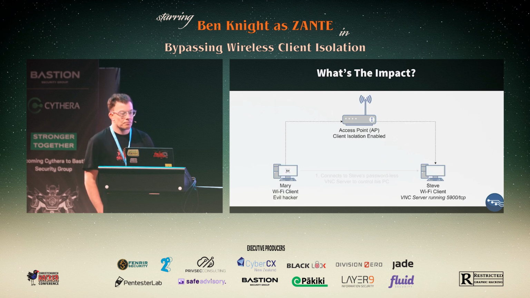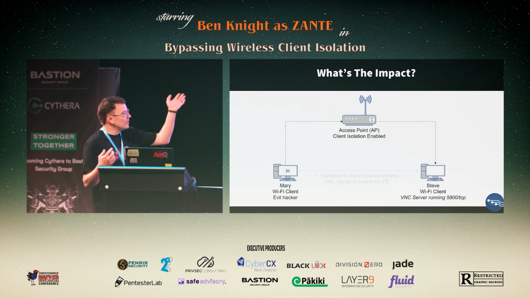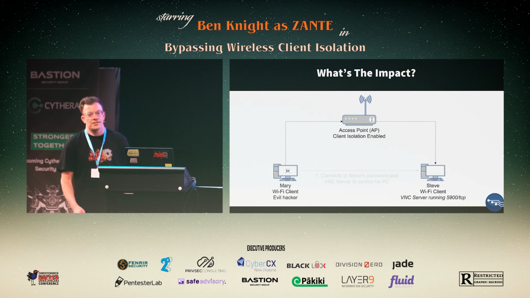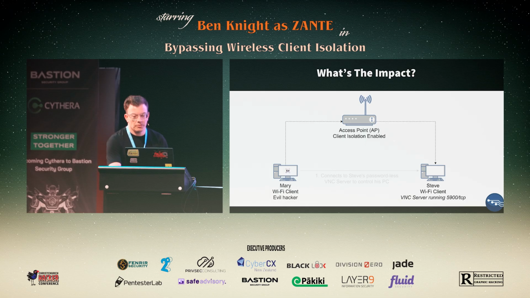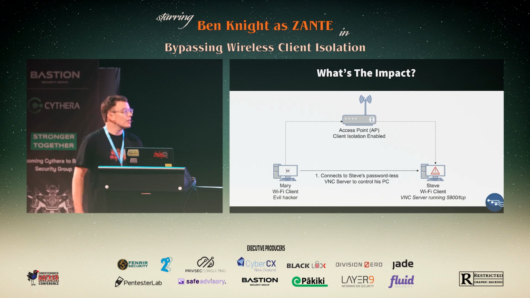Please let me know. So looping back on that, the dotted line shows Mary, evil hacker, cannot attack Steve. Can't connect to that VNC server because the access point is blocking that connection because of client isolation. Well, what we've demonstrated here is it is in fact possible to make that client-to-client connection, and now poor Steve is hacked.